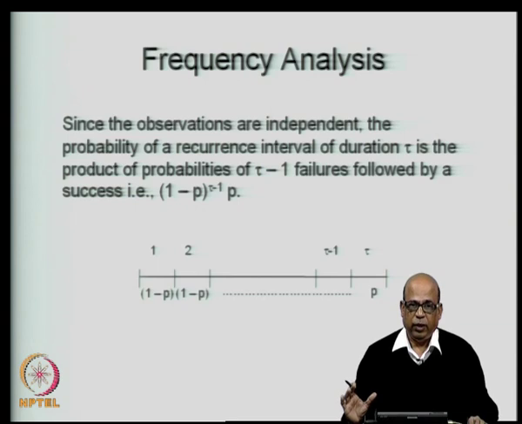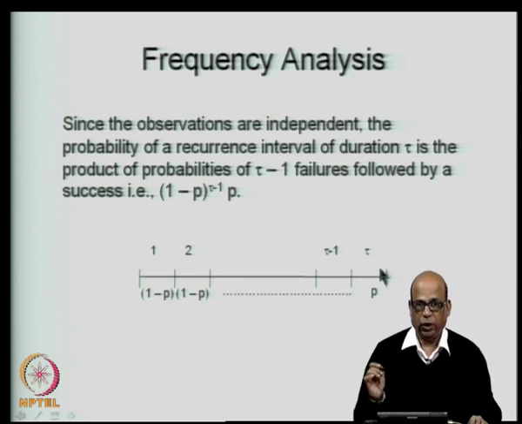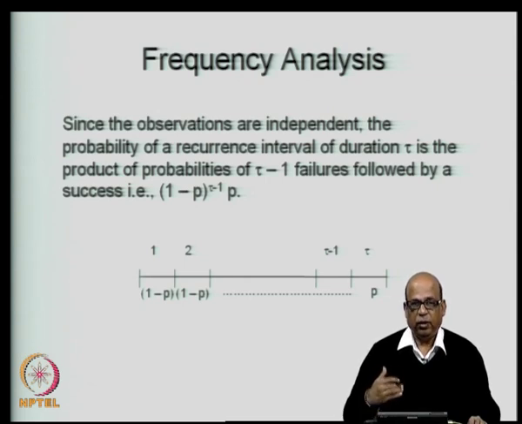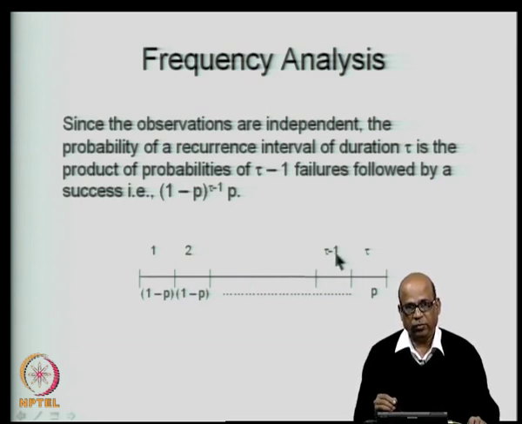Because the observations are all independent, consider the probability of a recurrence interval of duration tau. What we are saying is that once the event has occurred, what is the probability that it occurs again only after tau years, because that is the concept of return period. What is the probability that it returns after tau years? That means that in the first year it does not occur, second year it does not occur, third year it does not occur, and so on, up to the (tau minus 1)th year it does not occur, but in the tauth year that particular event occurs.